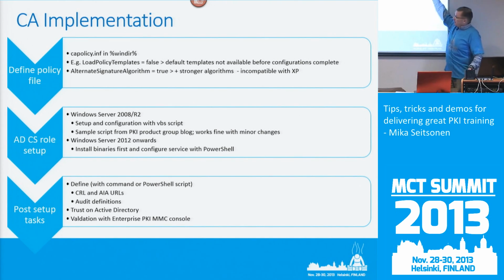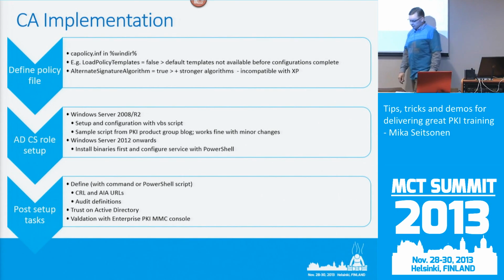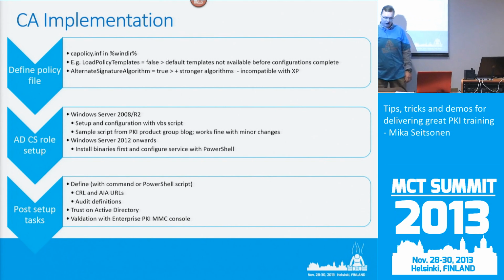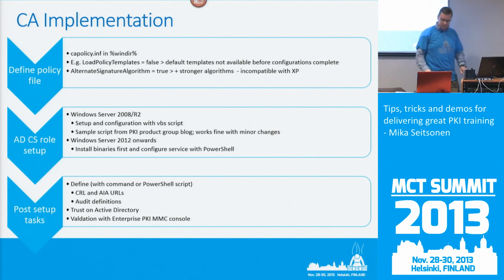And then after you have set it up, you have to, of course, define the URLs, for example, for the certificate revocation list distribution point, and the authority information access fields where you can actually download the CA certificate.